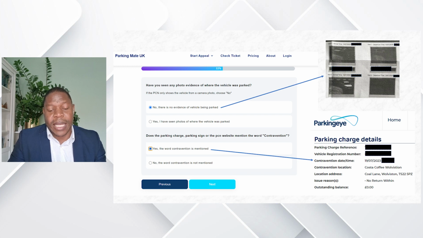The next question is, does the parking charge notice, the parking sign, or their website mention the word contravention? If contravention is mentioned, then you might not be held liable for breach of contract, because contravention can only be used for penalty charge notices issued by the council.